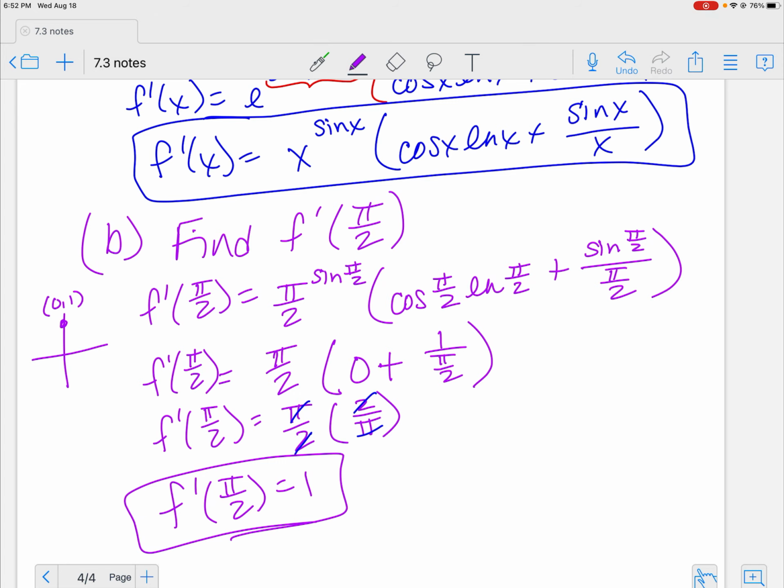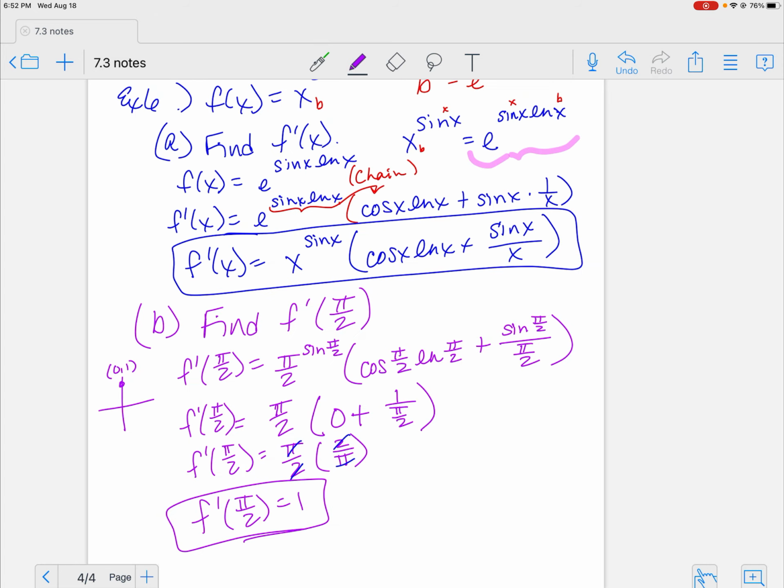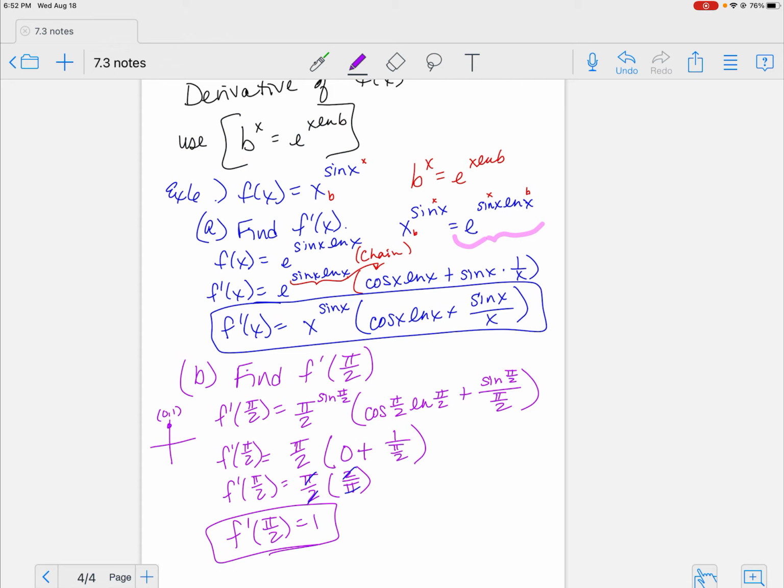All right. So with a tower function, you are going to figure out a function to a function, rewrite it in terms of e, chain that, and then work it out. All right.